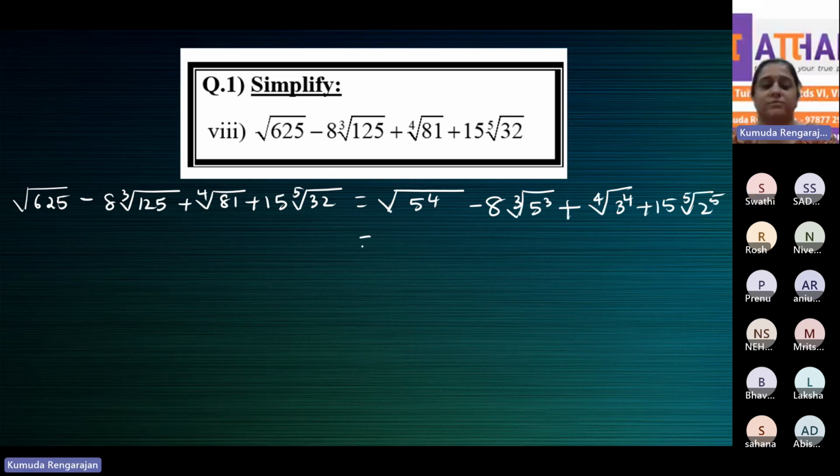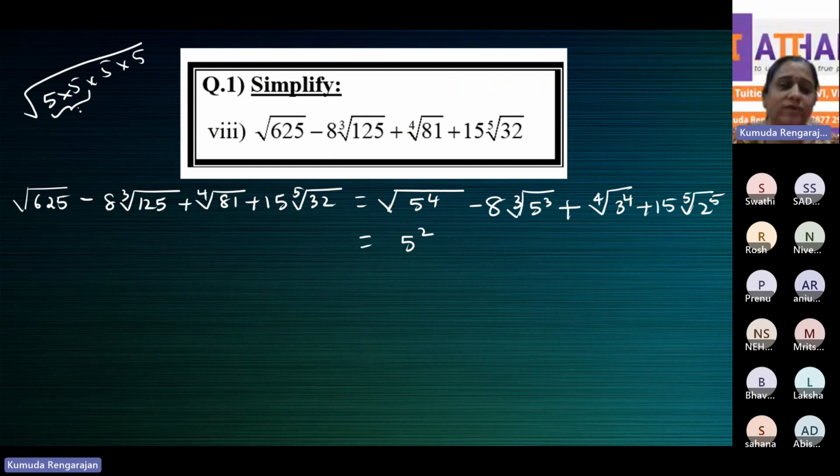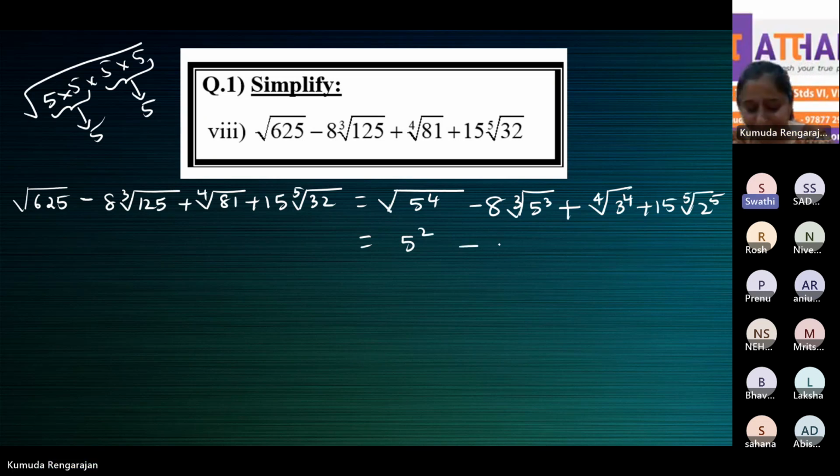Very good. Next step. From here, 5 to the power 4 means 5 into 5 into 5 into 5. There are 4 5s under the square root. From 2 5s, 1 5 comes out, and from these other 2 5s, 1 5 comes out. So 5 square comes out, correct? Minus 8 into 5 cubed, where 1 5 comes out.